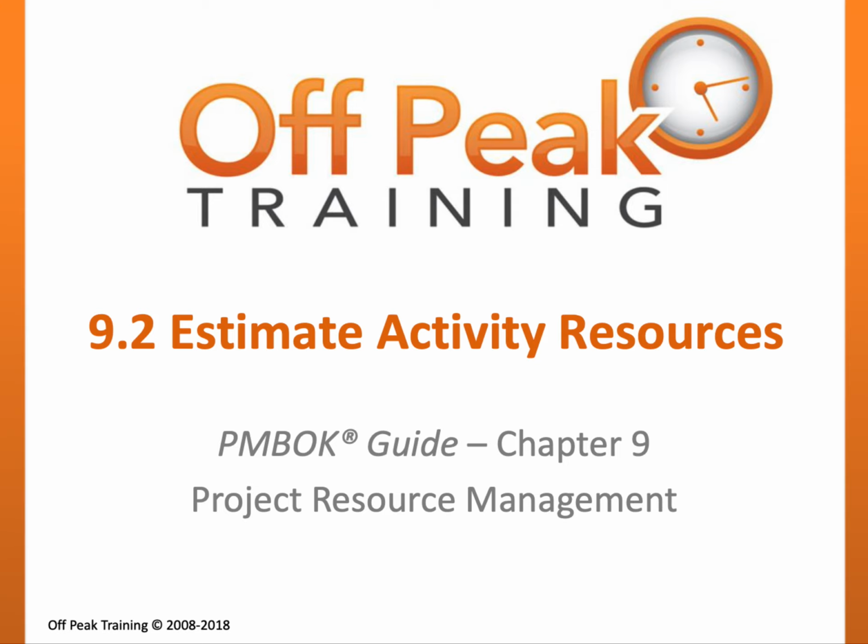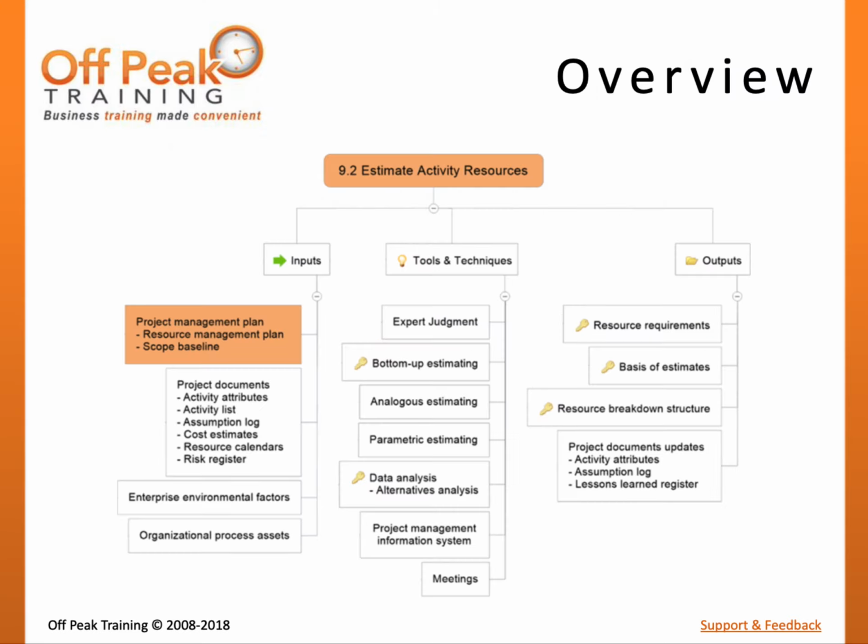In this module, we will learn the inputs, tools and techniques, and outputs of the Estimate Activity Resources process. Estimate Activity Resources is the process involving making decisions on the types and quantities of human resources, equipment, and materials needed for project activities. This process determines resource types or labor categories for each schedule activity. Individual resources will be assigned in the Acquire Resources process.